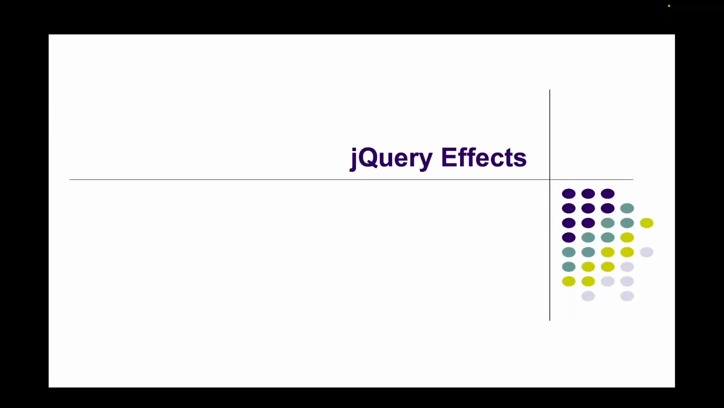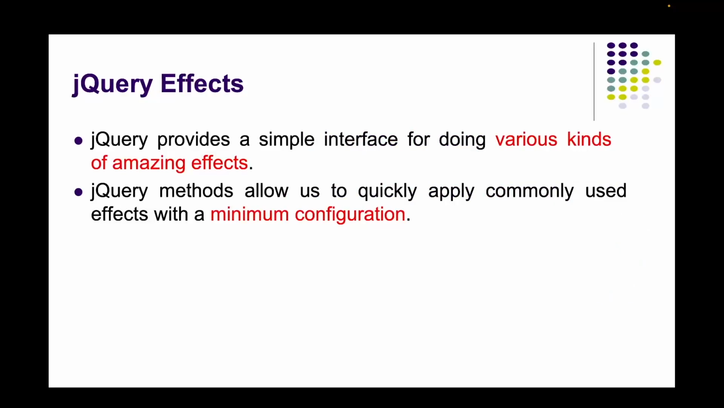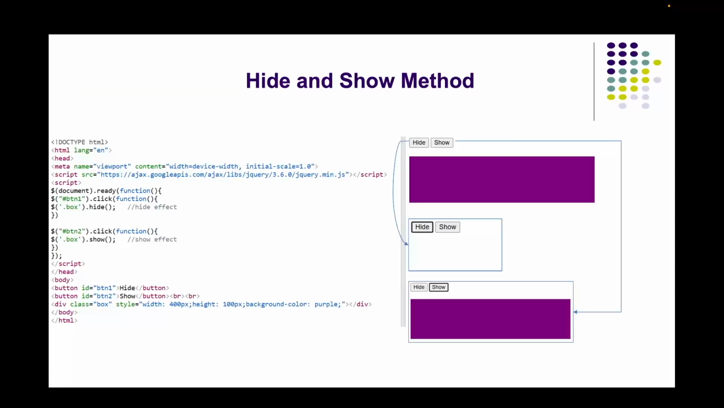Next is jQuery effects. So now for the visual flash, we will use some jQuery effects. It provides a simple interface for doing various kinds of amazing effects. Like you can add some animations with very little code. The simplest ones are hide and show. You can simply attach these to two buttons to make elements appear or vanish instantly.